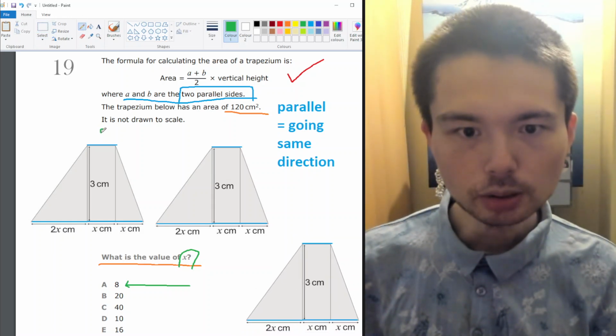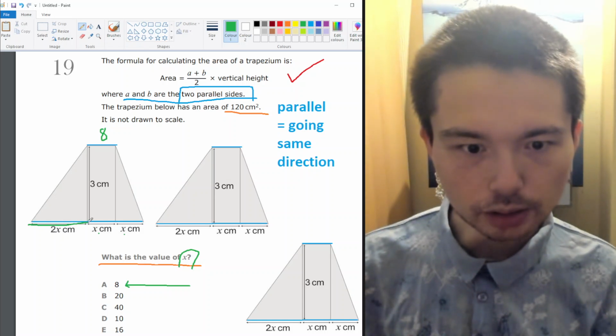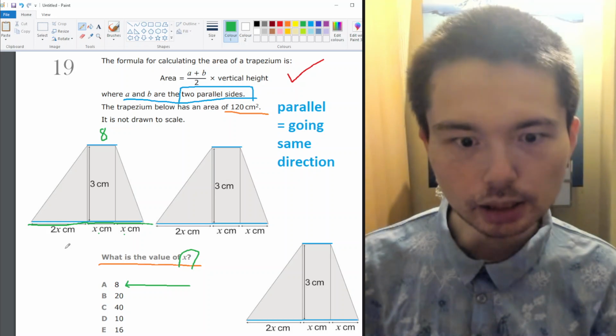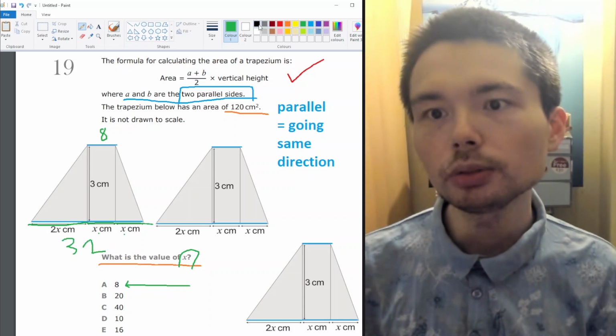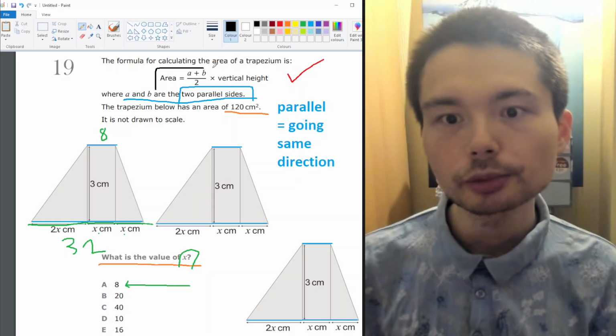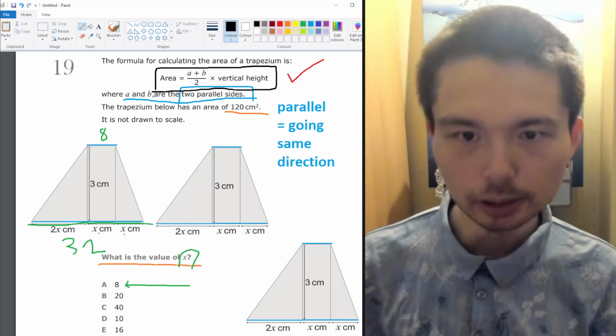I'm saying 8 on top because this bit is 8, 8, and this is 2 times 8, which is 16. So the whole thing, 16 plus 8 is 32. Okay, well, so what? Now we go for the top bit. That's your formula. So we just put in the numbers, we are okay.